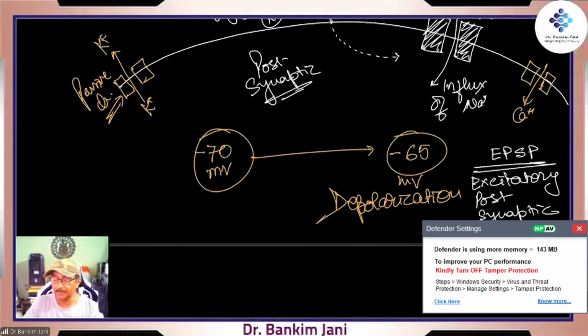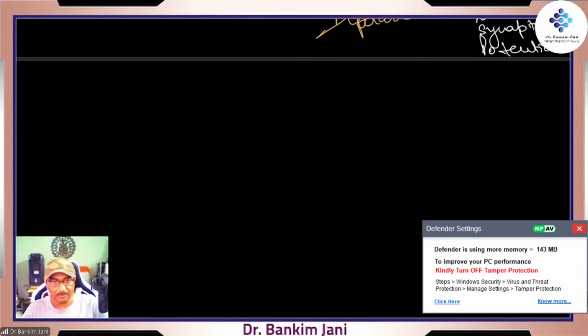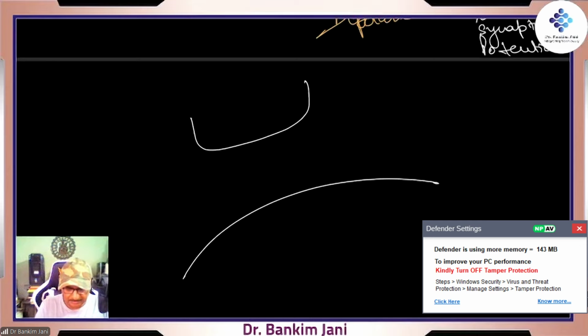The next is excitatory postsynaptic. Let's learn a totally different one, but it is important for the concept right now. Just consider this page as completely separate, and here again is the same setup: the synapse, this is presynaptic, this is postsynaptic. These are the receptors.